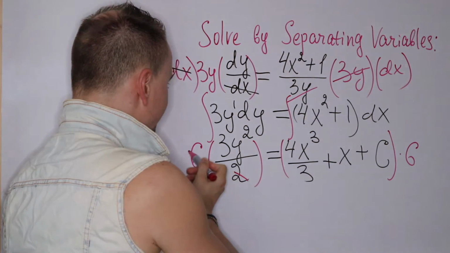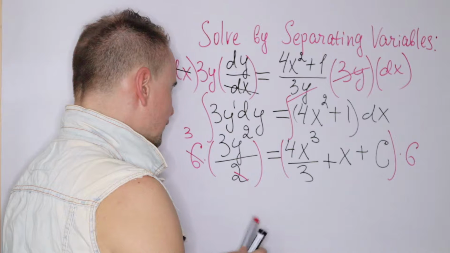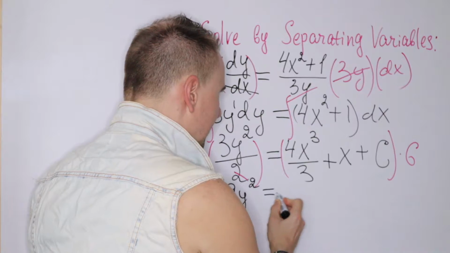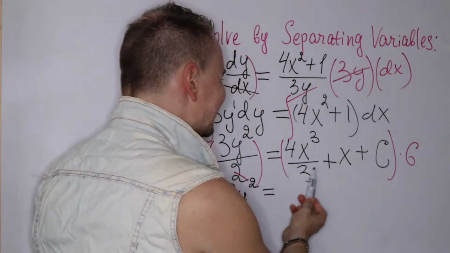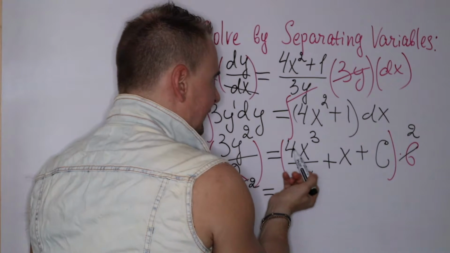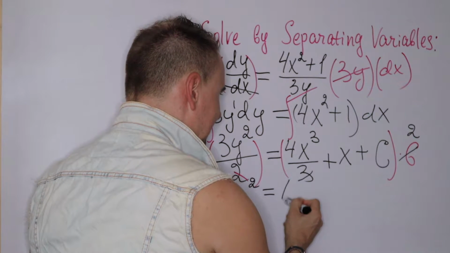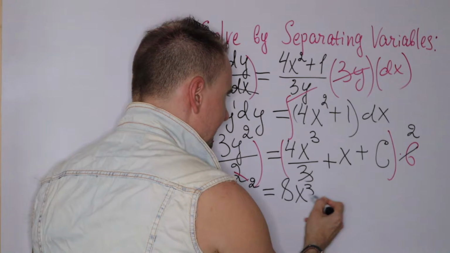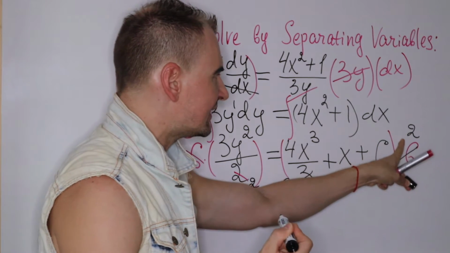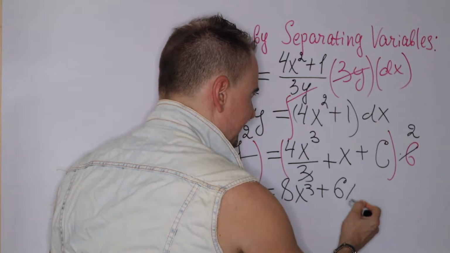So 2 goes into 6 3 times. And since 3 times 3 gives you 9, you are left with 9y squared equals 6 gets multiplied by 3, and again 3 goes into 6 twice, and you need to multiply this 4 by this 2, so you end up getting 8x cubed. Don't forget this x needs to multiply by this 6 as well, so it becomes plus 6x.